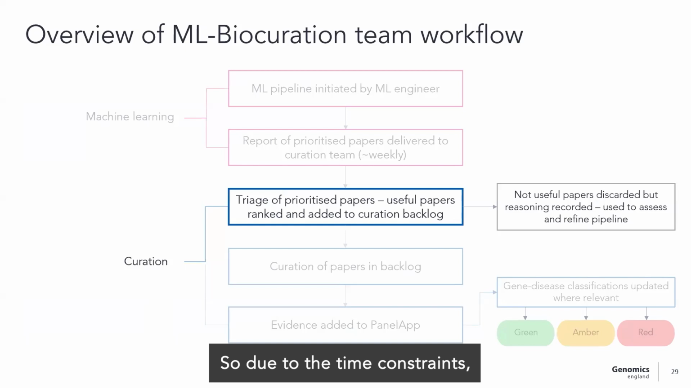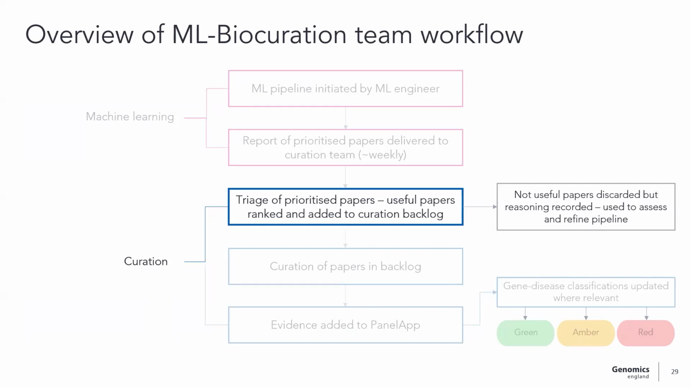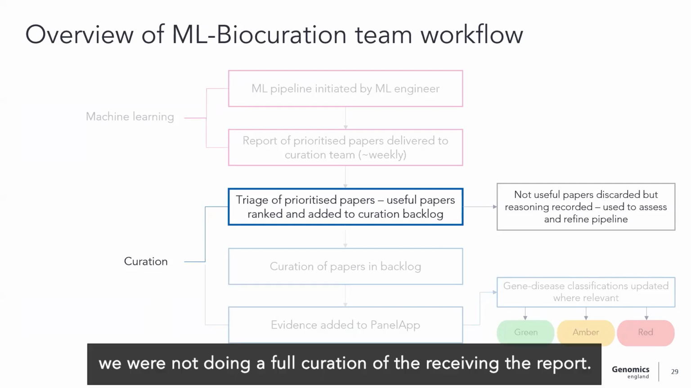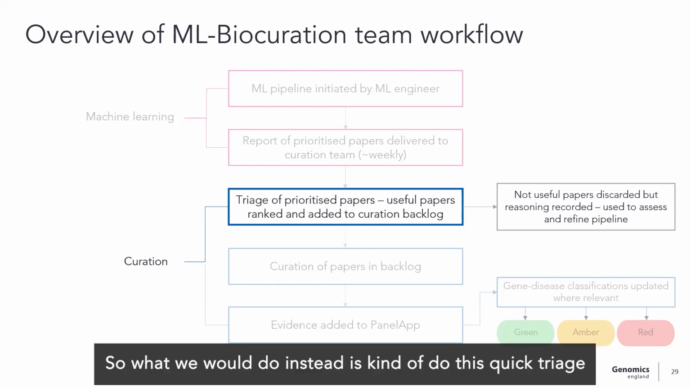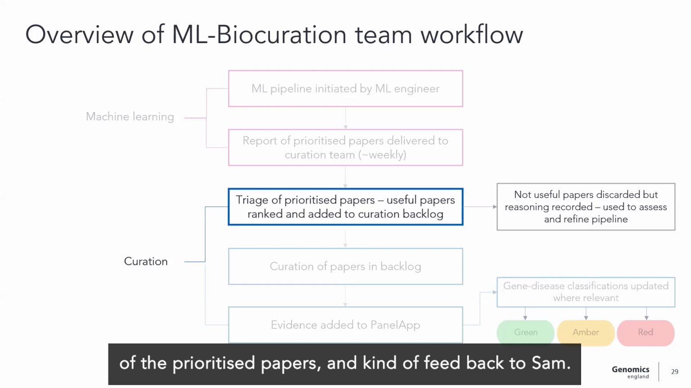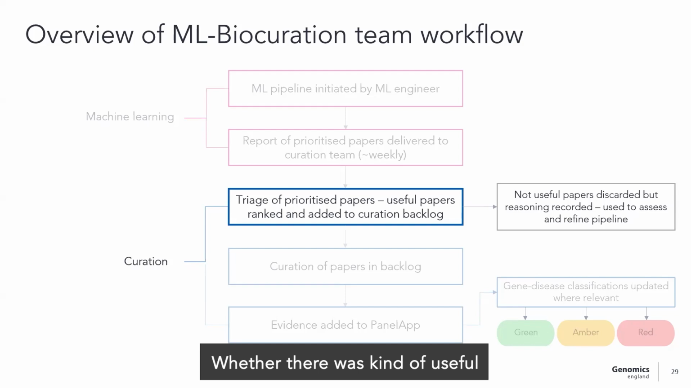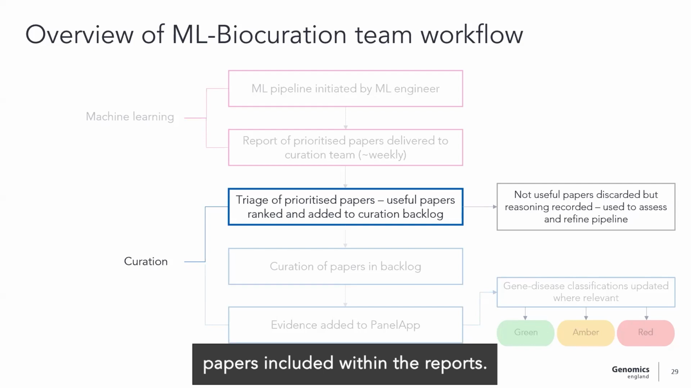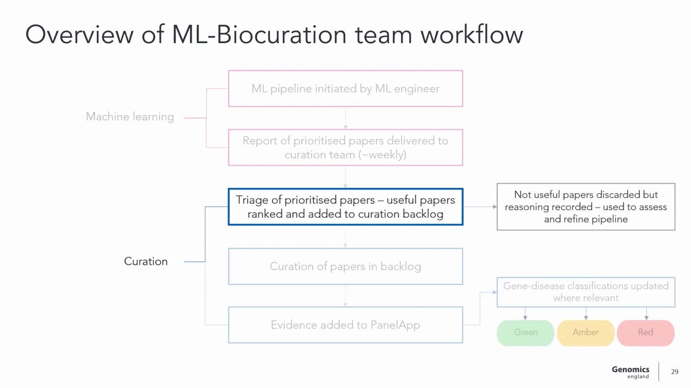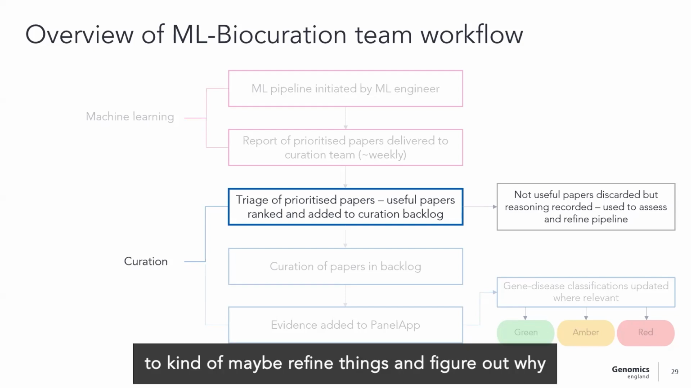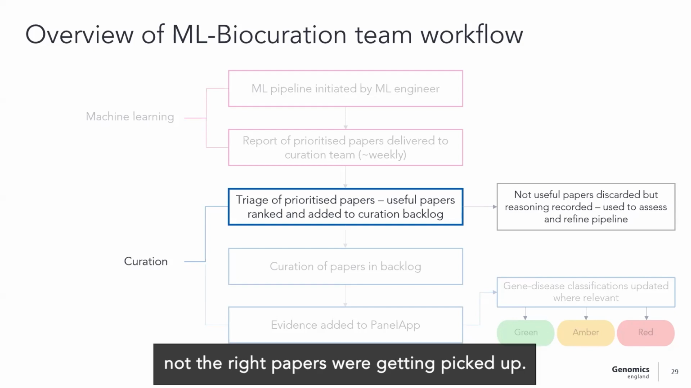Due to the time constraints, we were not doing a full curation after receiving the report. What we would do instead is a quick triage of the prioritized papers and feed back to Sam whether there were useful papers included within the reports. Those that were not useful were used to refine things and figure out why the right papers were not getting picked up.